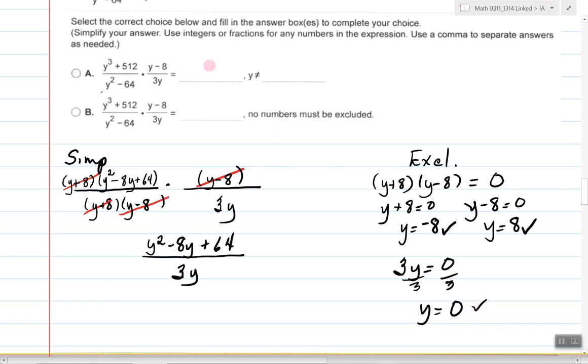My simplified form is y squared minus 8y plus 64 over 3y. And my domain exclusions are negative 8, positive 8, and 0. One last time I want to remind you, domain exclusions come from setting the denominators of all the fractions into factored form into 0 and solving those. That's where you get your domain exclusions.